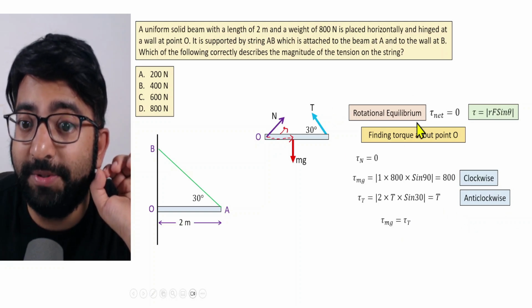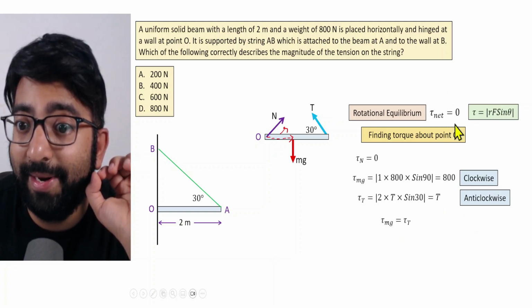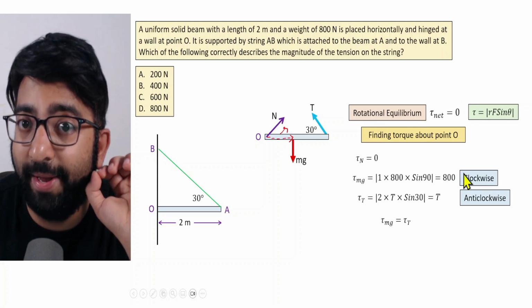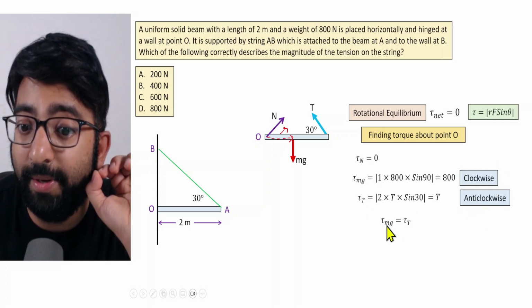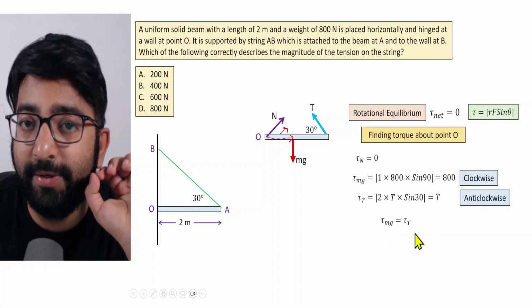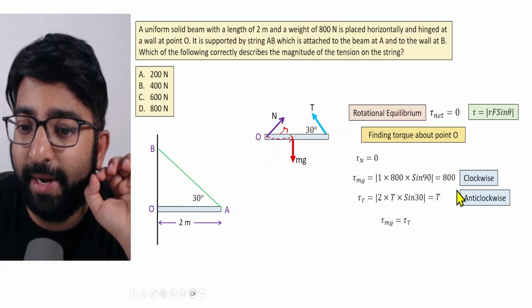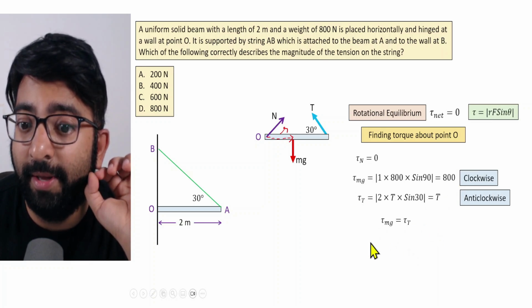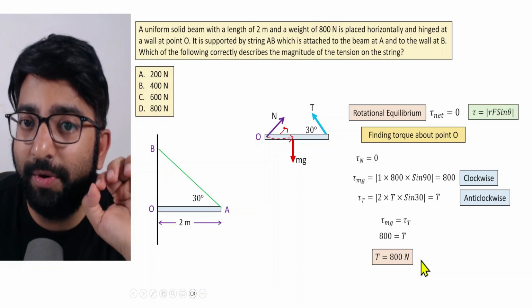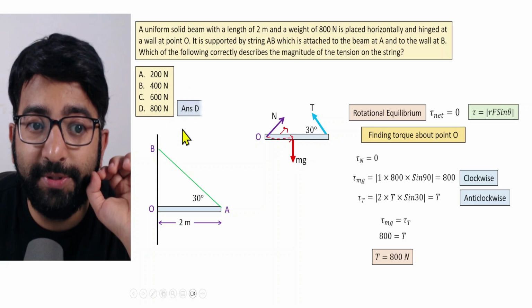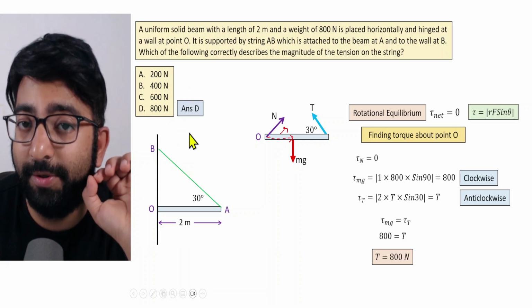Now, since the object is in rotational equilibrium, the net torque needs to be equal to 0. Hence, total clockwise and total anti-clockwise torques need to be equal to each other, like I have mentioned here. Torque due to mg is 800, torque due to tension is T. And if we equate, we get 800 is equal to T, and the answer we get is T is 800 newtons. If we look at all the options, option D will be the right answer for this question.